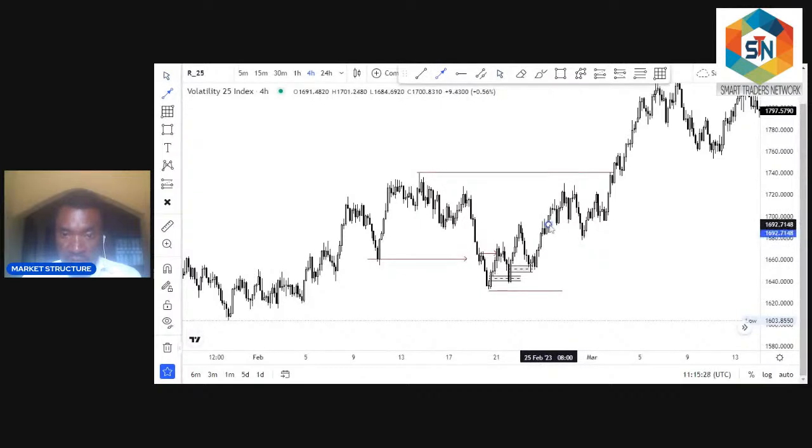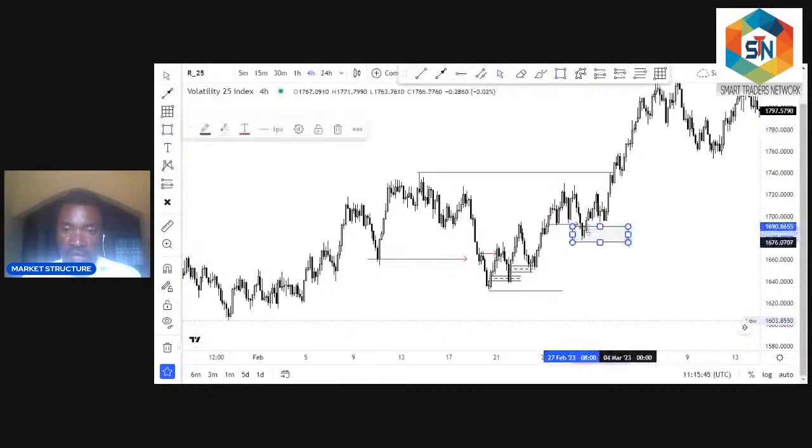Price gave us another break of structure, just the sample of what I showed you. Price has broken down. So instead of waiting to sell from here, you should be looking for another buy entry here. So coming to this place, all of these after the break of structure, price gave an entry here.